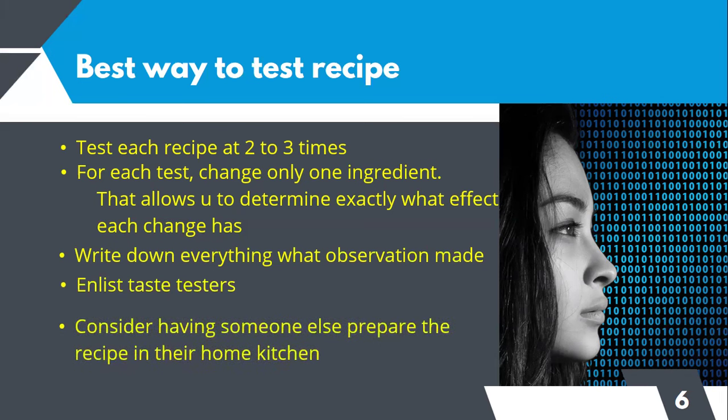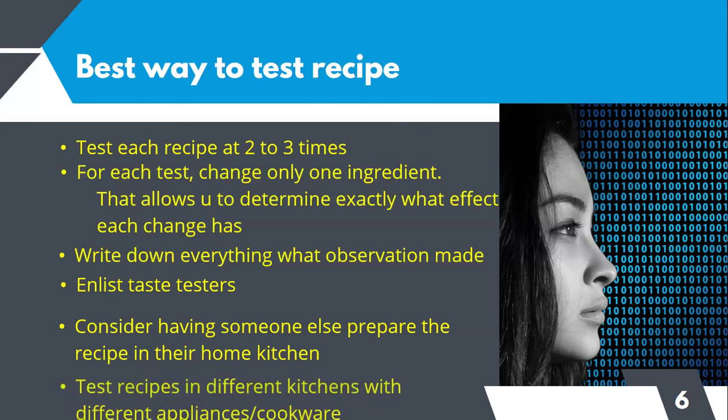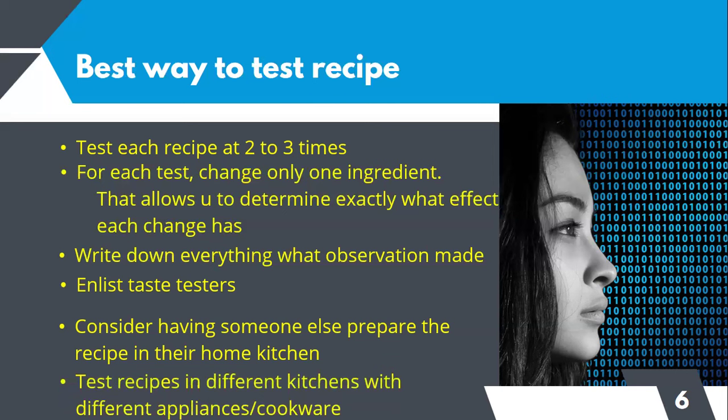So obviously, consider having someone else prepare the recipe in their home kitchen after following this particular recipe. We can test the recipe in different kitchens with different appliances and cookware, such as when preparing biryani, like kunda biryani, or the way people used to make handi biryani. So why are all these particular appliances or cookware going to be used?